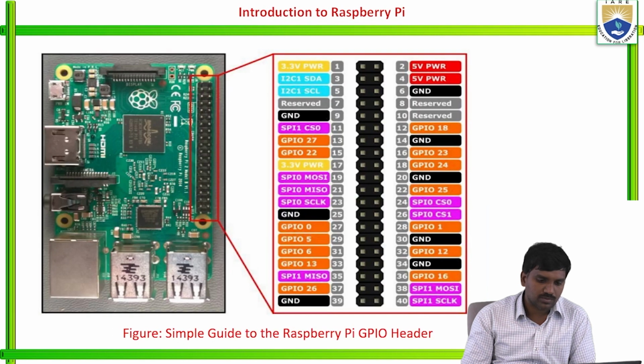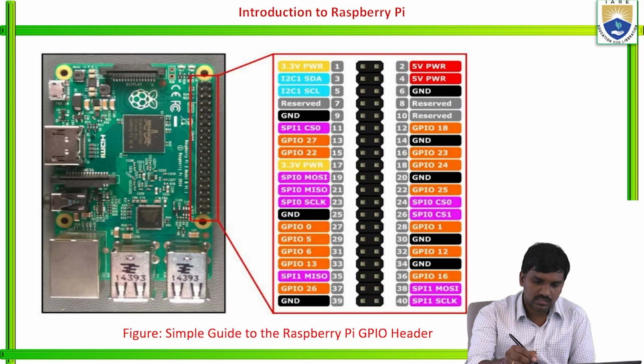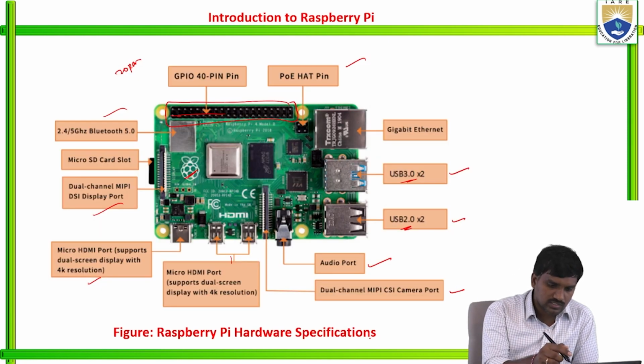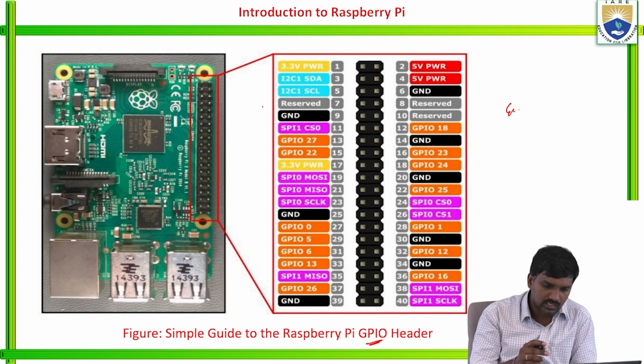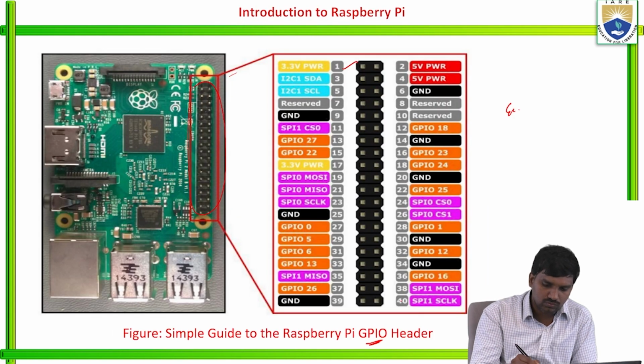Let's see the general purpose input output pins. It is very important. Simple guide to Raspberry Pi. General purpose input output pins. So here, this is the general input output, 20 pairs, 1 to 40, nothing but 20 pairs.